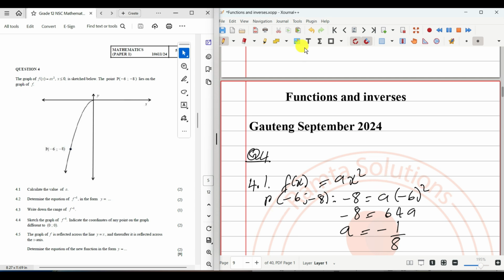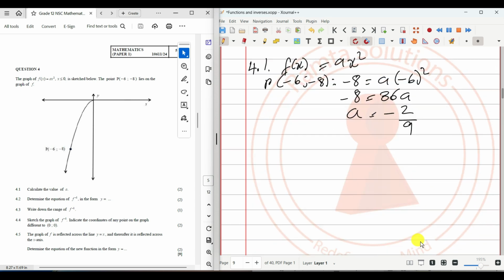Simplifying, this must be negative 2/9. So a equals -2/9. This is 6 squared, or (-6) squared. Perfect.